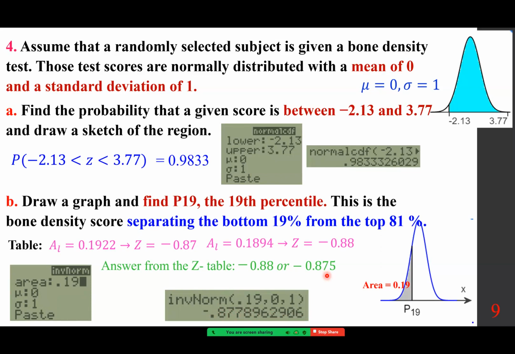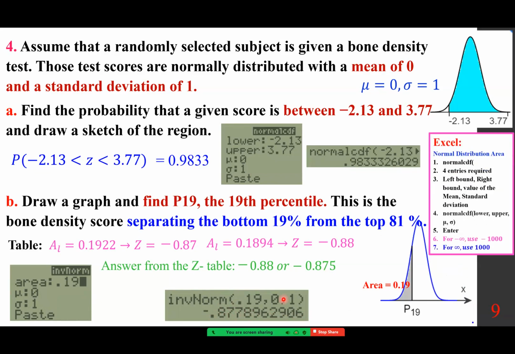But remember, technology obviously does a better job. And again, if you wanted to go with Excel, no, with the calculator, you go normal CDF and you put 4 entries: the left bound, right bound, and the values of the mean and standard deviation. And again, for negative infinity, use negative 1000. For positive infinity, use positive 1000.